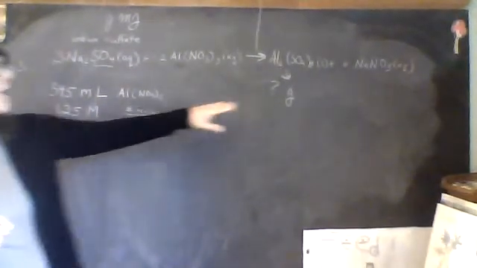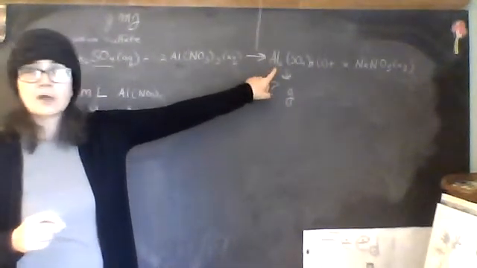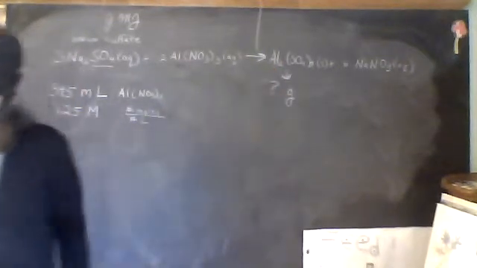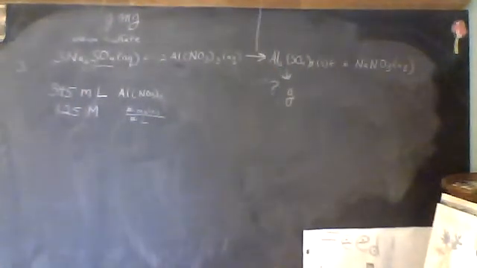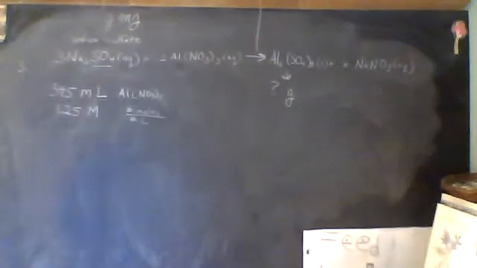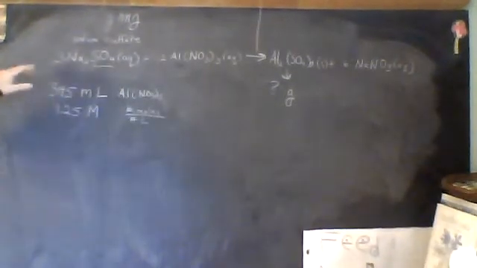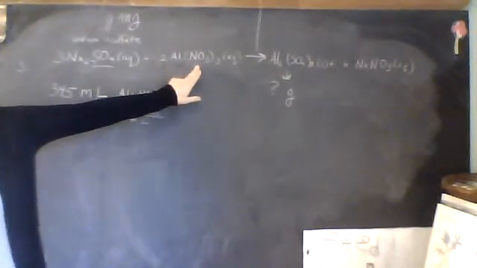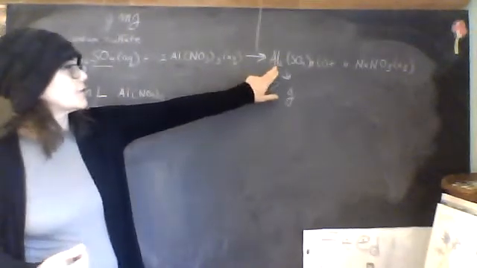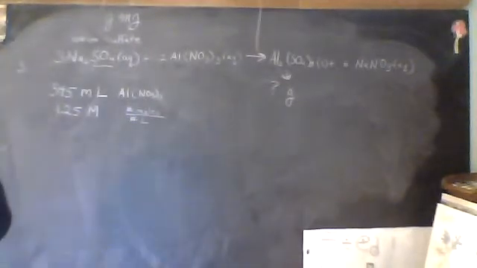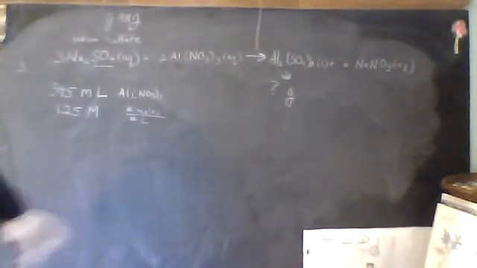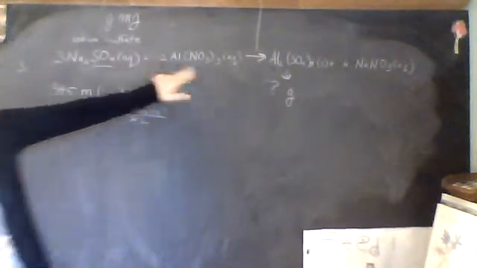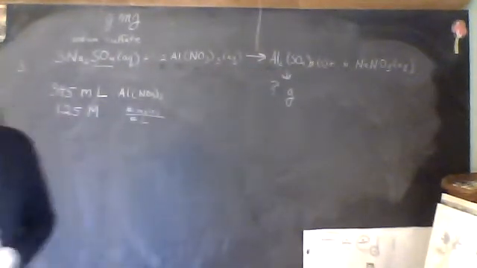We want to find out how many grams of this solid we're going to produce, right? Yeah. That is the aluminum sulfate. Okay, so we want to know how many grams. So this is a stoichiometry problem. Martin, if I use 2 moles of aluminum nitrate, how many moles of aluminum sulfate do I produce? Please look. If I use 2 moles. I am looking. It's 1.